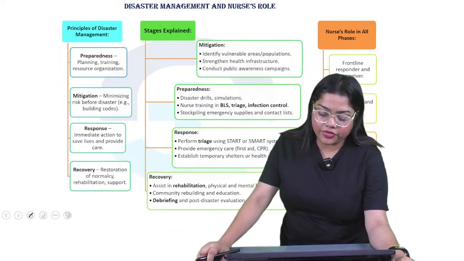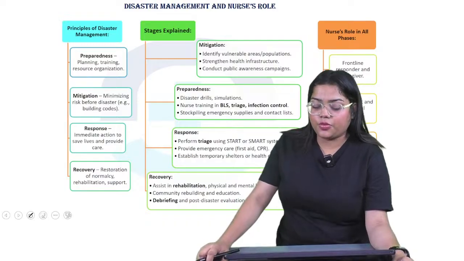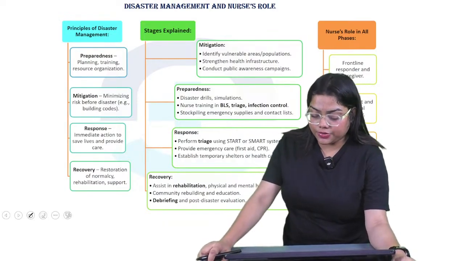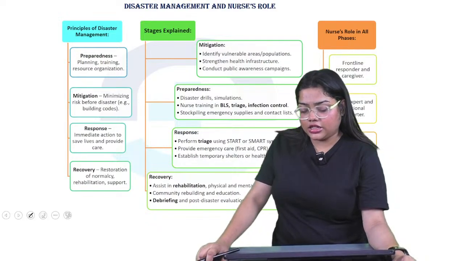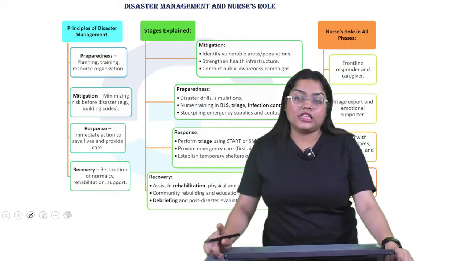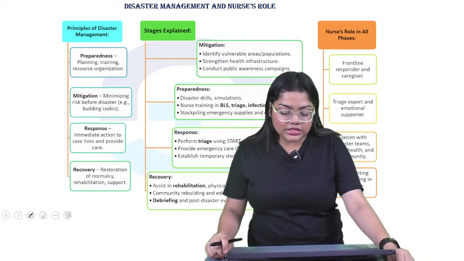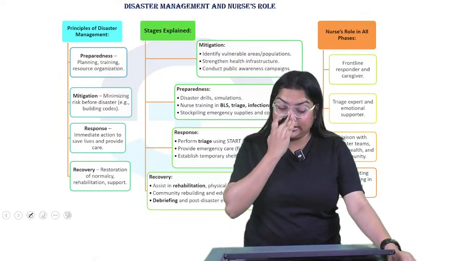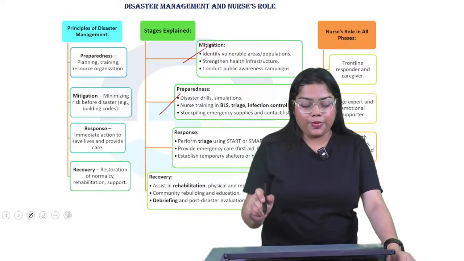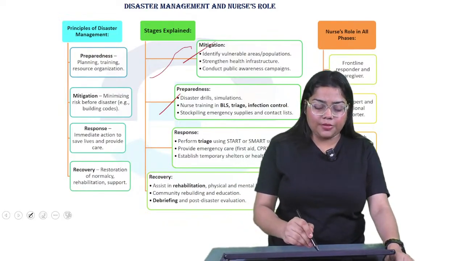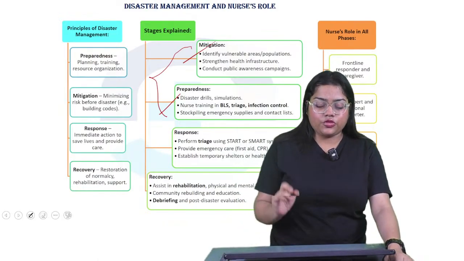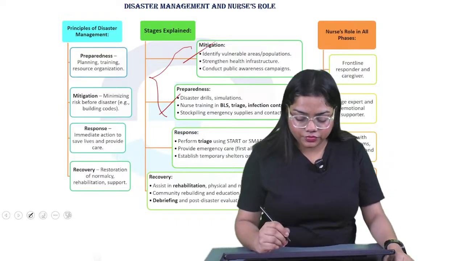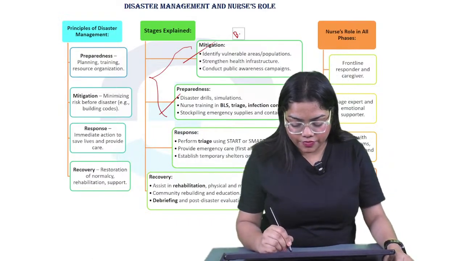Then preparedness, we have to do disaster drills, mock drills and all. Then simulation, and nurse training in basic life support, triage and infection control. Lastly, stockpiling the emergency supplies and contact list. So this is for the preparedness. These two stages we mainly have to do before the disaster.